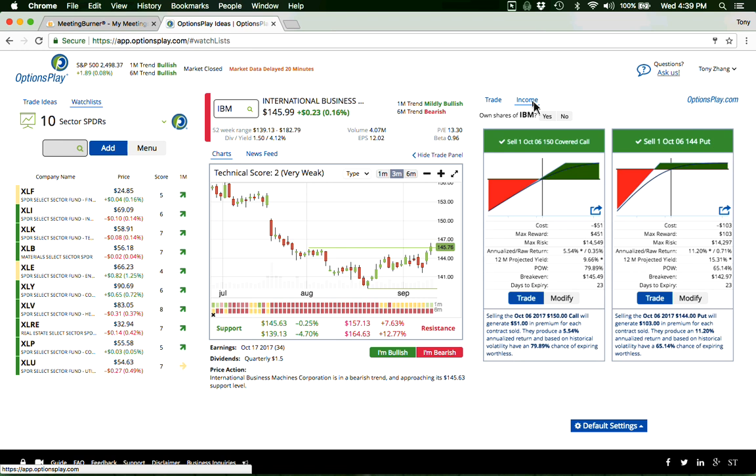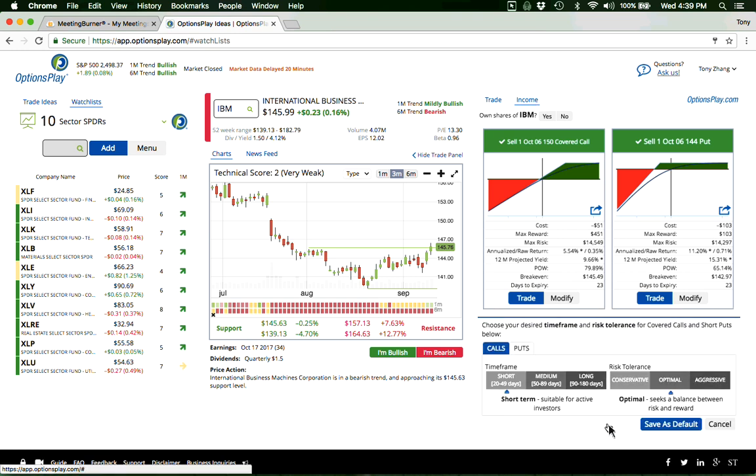So before I get started, when you get onto options play, if you're looking to generate income, the first thing you should do when you click on the income tab is go down here to where it says default settings. Like I said, we were talking before, there are 2 things that you need to choose: an expiration date and strike price. And that really comes down to what your preferences are, how frequently you trade, and your risk tolerance. Like I was saying before, my frequency is on the short end of the spectrum because I'm a fairly active investor, and I like to be on the optimal track when it comes to risk tolerance because I'm looking to seek a balance between risk and reward.